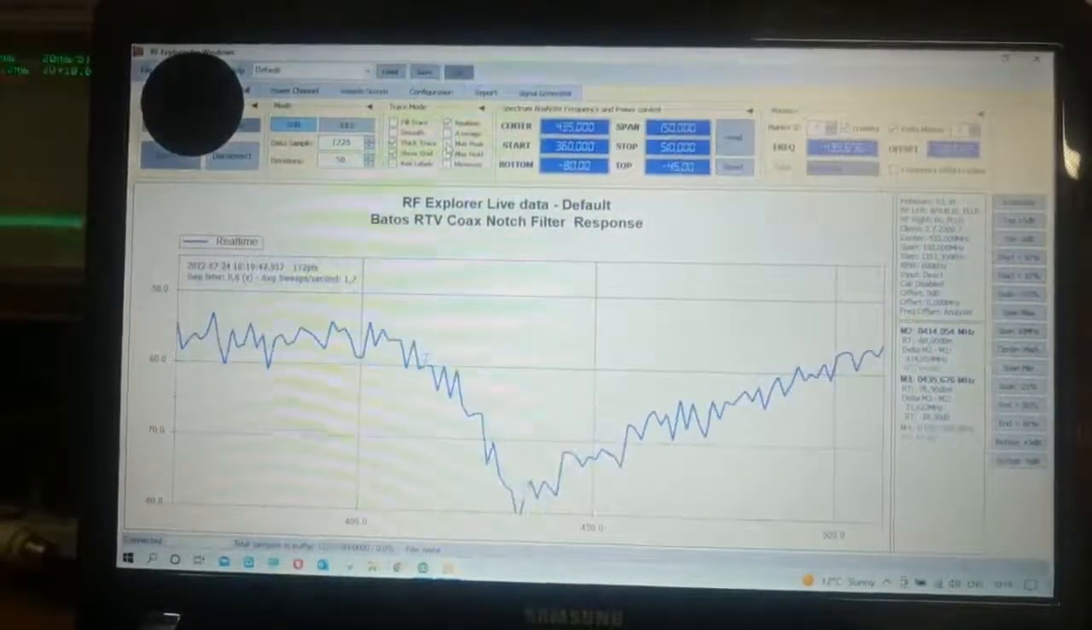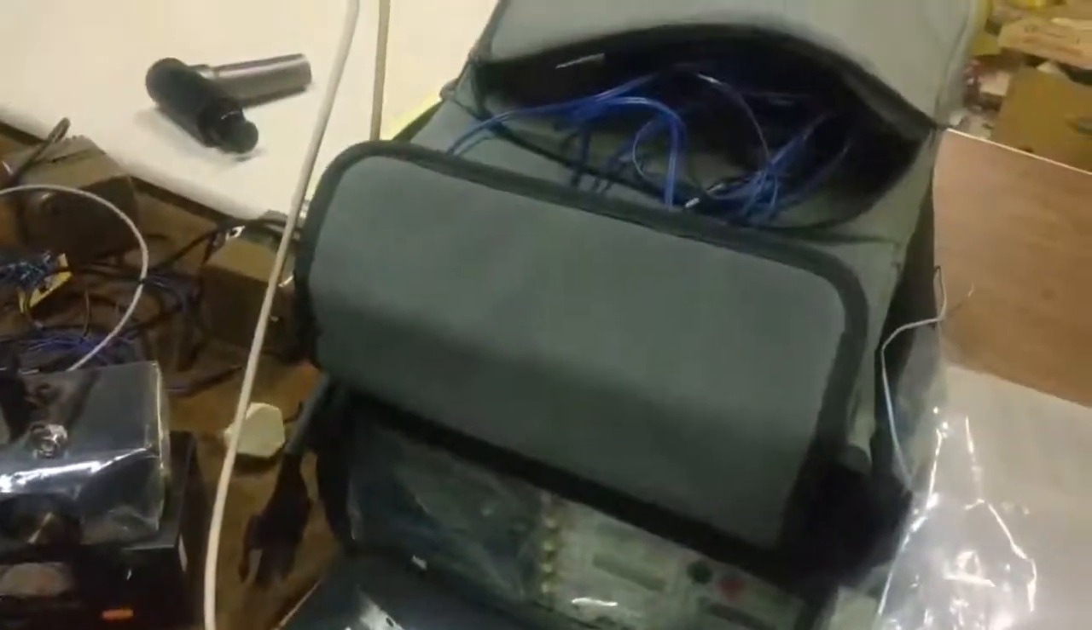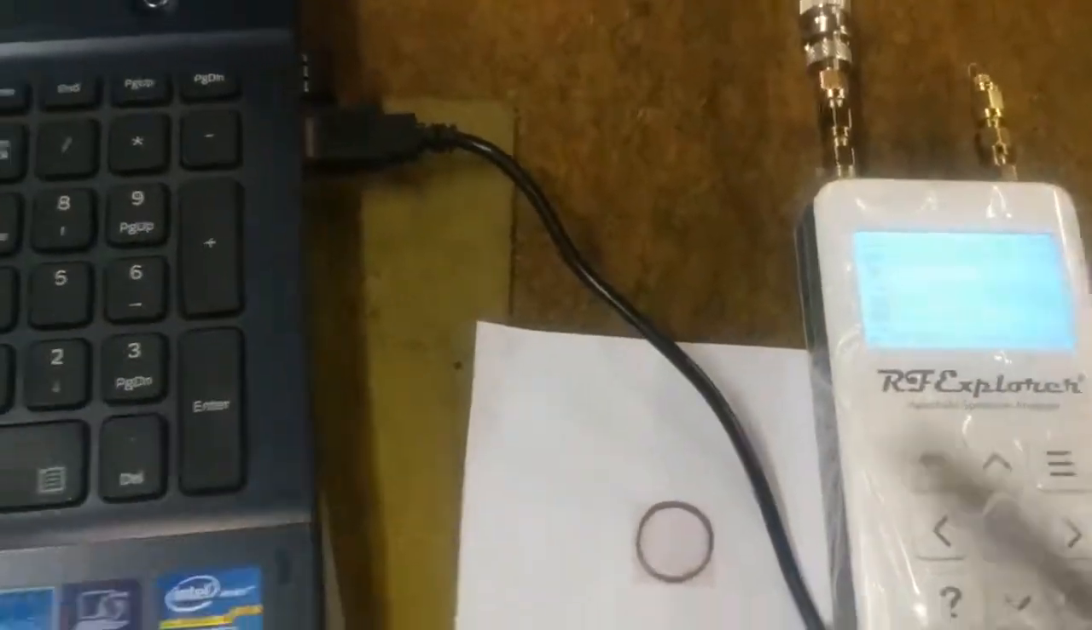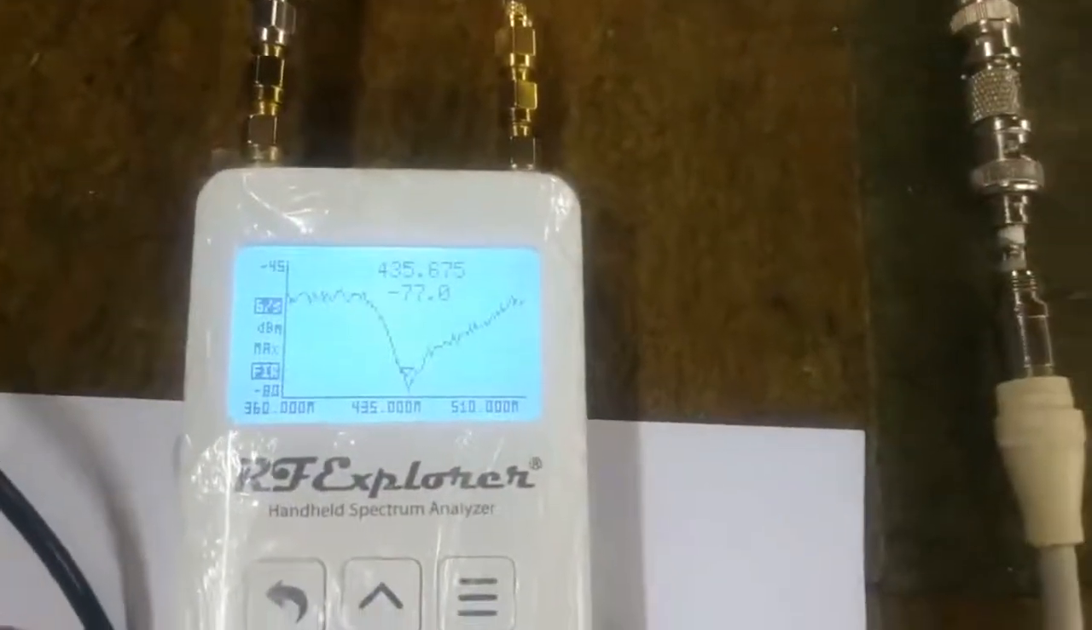I'm going to use a basic setup. I'm using a portable spectrum analyzer. Of course, I can also do it on one of the four spectrum analyzers that I have, but I've chosen this particular one, and you can see basically already the response on this. I don't know if it's visible.